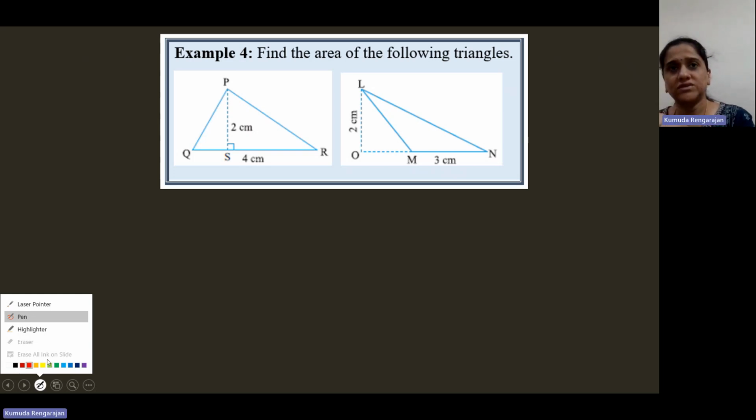Are they still working with the first exercise or moved on to the second one? Finished the first one? Sixth sum. Okay.